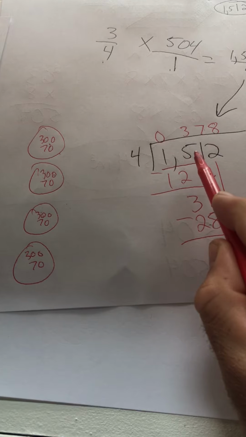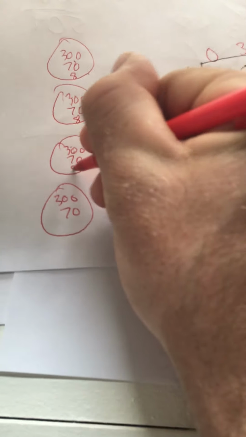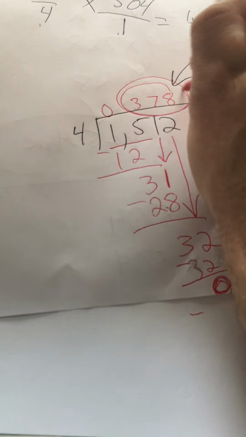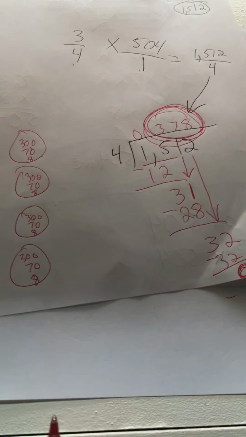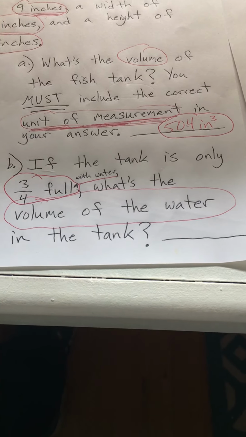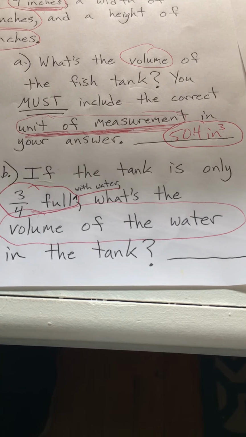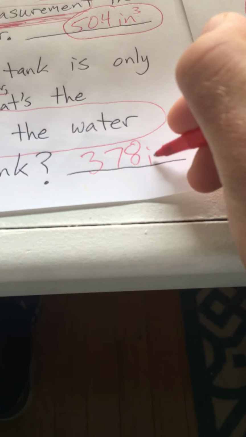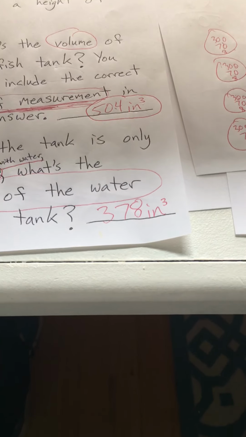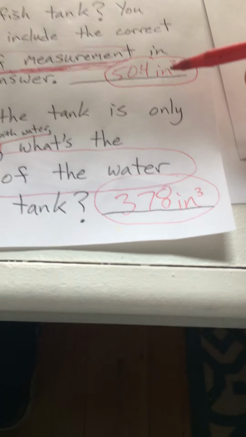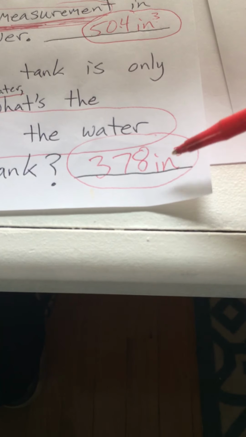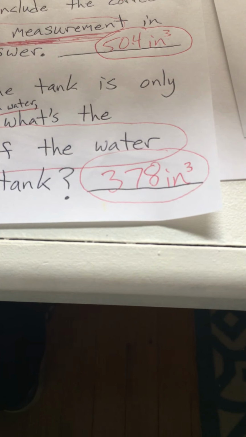This 1,512 can be evenly broken up into 4 equal groups with 378 in each group, and there is no remainder. So the answer is 378. If the tank is only 3/4 filled with water, the volume of the water in the tank is 378 cubic inches. Again, same unit of measurement because there's length times width times height, and they're all inches, so inches times inches times inches is inches to the 3rd power.